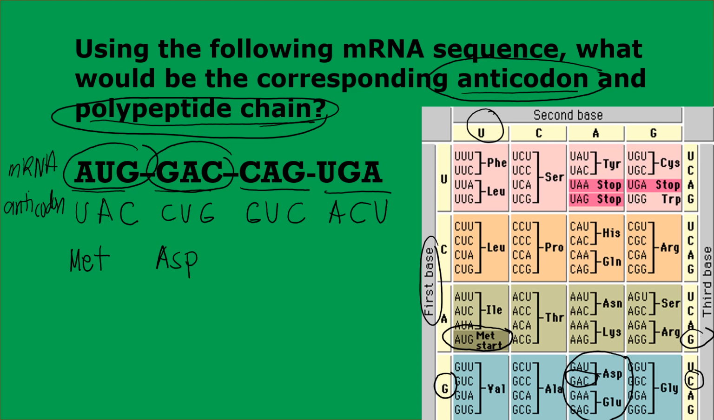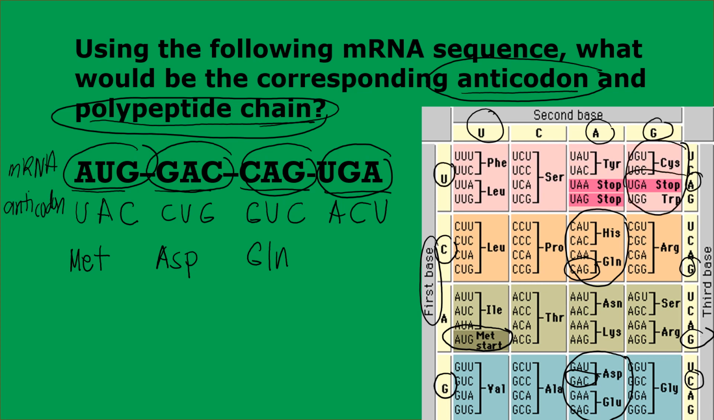And then we have CAG. C, A, and G. And we have glutamine. And then we have UGA. U, G, and A. And that is a stop codon. So we have methionine, aspartic acid, and glutamine. And then we stop there.